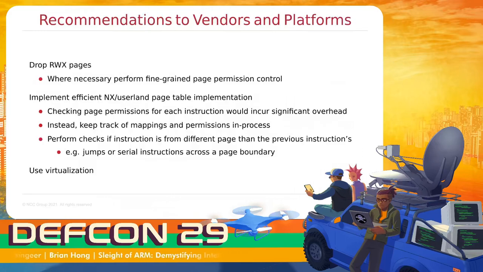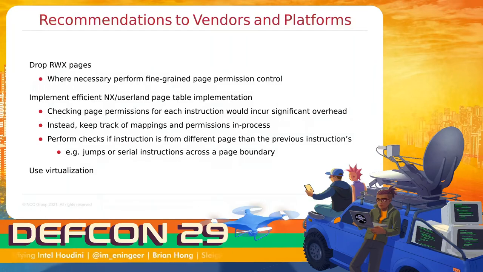So we finally come to the recommendations and how not to write an emulator. We could start by talking about the RWX pages. We noticed that libHoudini maps a bunch of RWX pages to be used internally, and those should not be there. If it's really necessary, we recommend performing a finer grain page permission control. One of those methods would be implementing an efficient NX implementation.